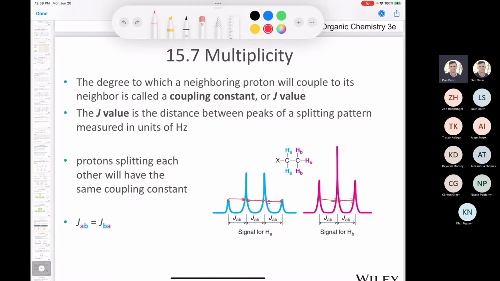Why are the protons in blue a quartet? Because they're split by 3 protons. 3 plus 1 gives you 4. Why are the protons in red or pink or fuchsia, whatever it is, why is that a triplet? Because they're split by 2 protons. 2 plus 1 gives you 3. But how do we know that these are splitting each other? It's because the distance, or the coupling constants, are identical.